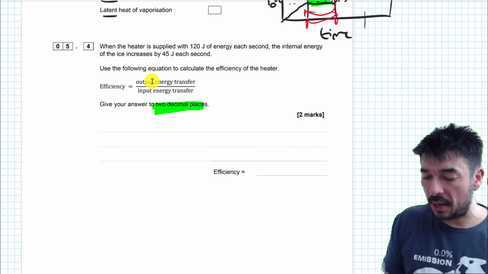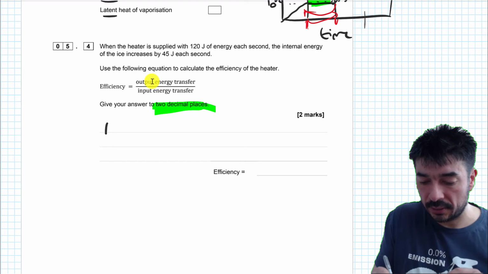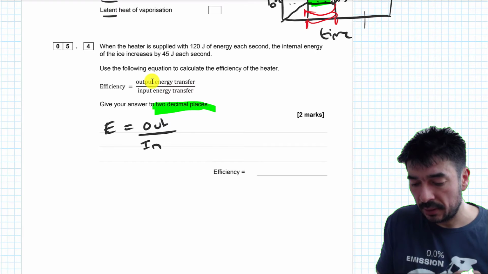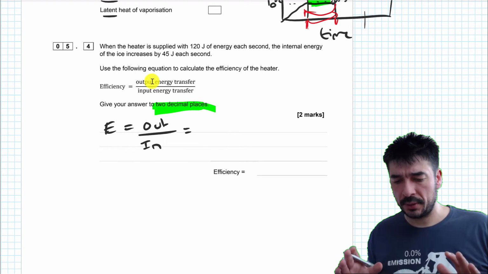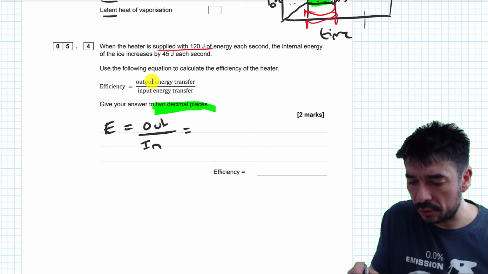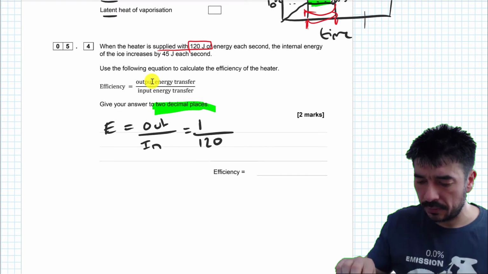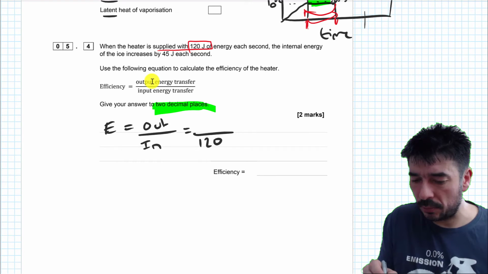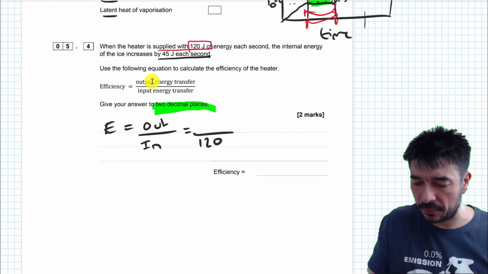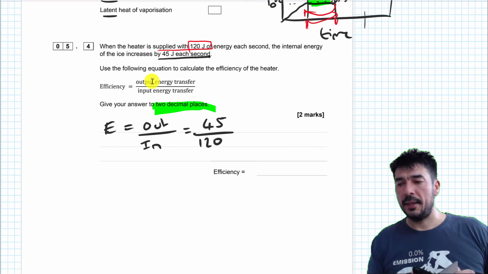Look at that. There's definitely going to be a mark available for getting your answer to 2 decimal places. So don't take a shortcut. Just lay out your formula, output over input. Stick the numbers in. So what was the energy input? What we were supplied with, 120 joules, so that's 120 on the bottom. And then the energy that we were interested in, the 45 joules every second, was going into the ice to melt it. That was the useful output. So 45 over 120.